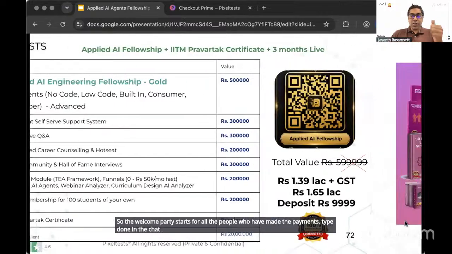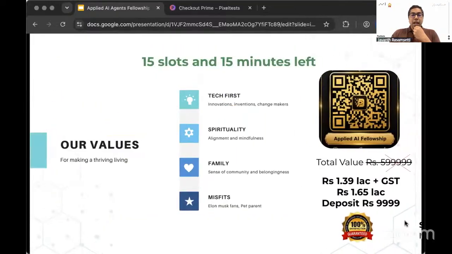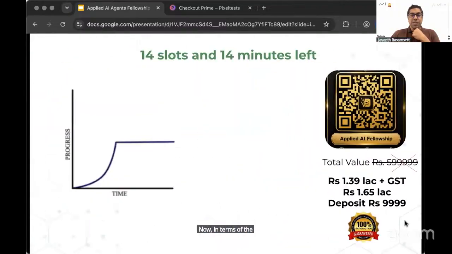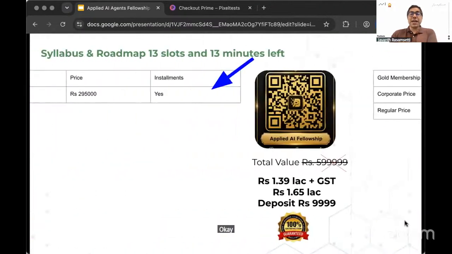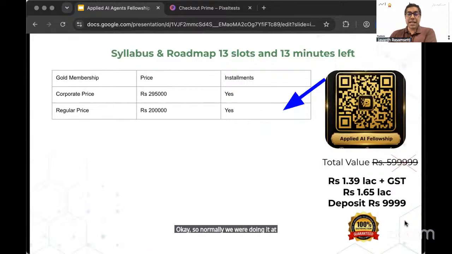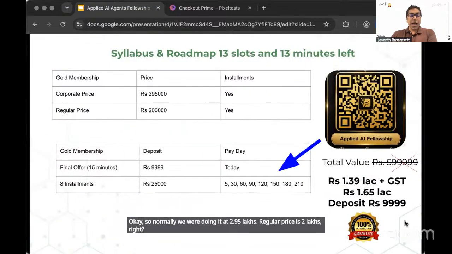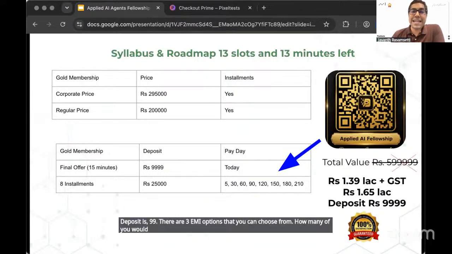Once again, what are you getting? Now, in terms of the EMI plans, let me tell you. Normally we were doing it at 2.95 lakhs. Regular price is 2 lakhs, right? And then the deposit is 999. There are 3 EMI options that you can choose from. How many of you would like to know the EMI options? Type E in the chat box.